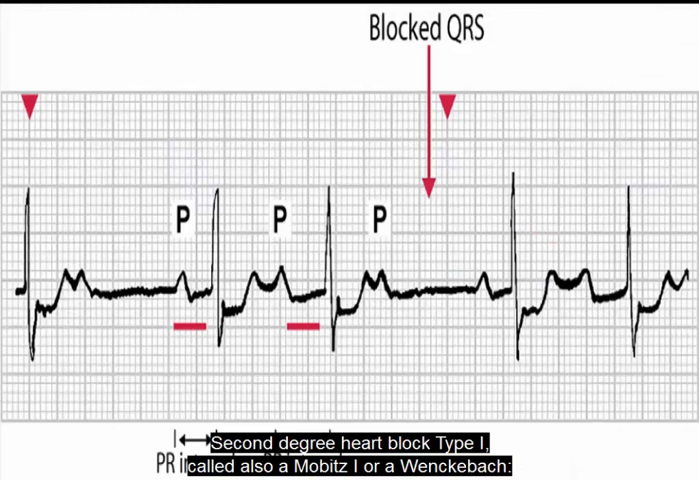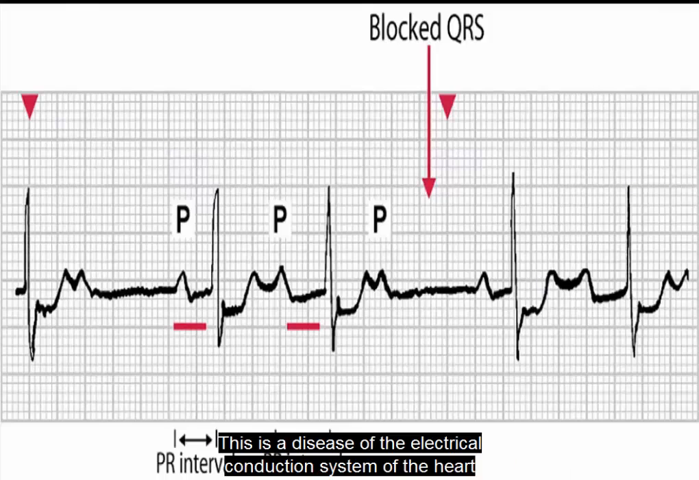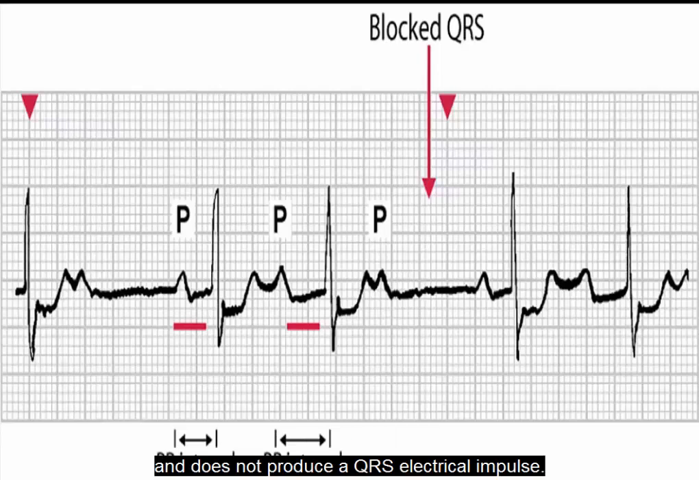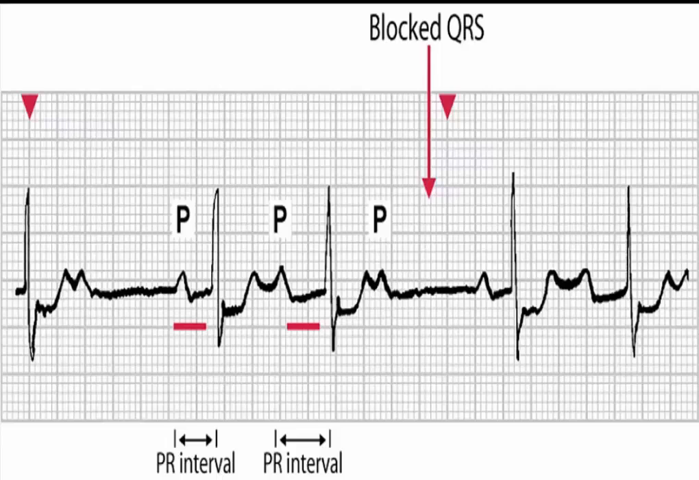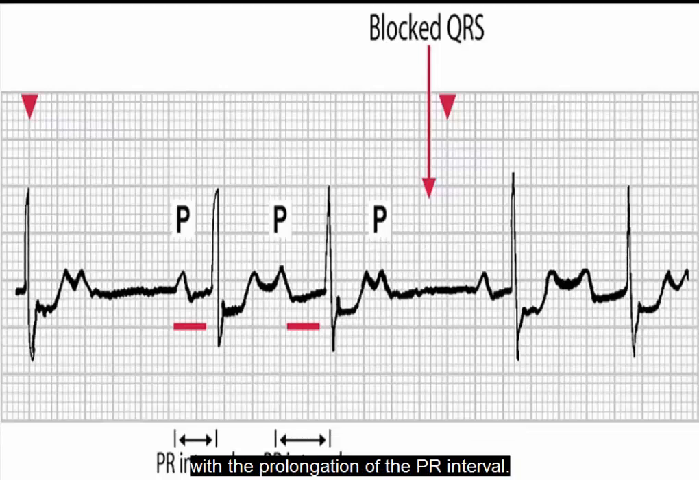Second-degree heart block type 1, also called a Mobitz 1 or a Wenckebach. This is a disease of the electrical conduction system of the heart in which the PR interval has progressive prolongation until finally the atrial impulse is completely blocked and does not produce a QRS electrical impulse. Once the P wave is blocked and no QRS is generated, the cycle begins again with the prolongation of the PR interval.